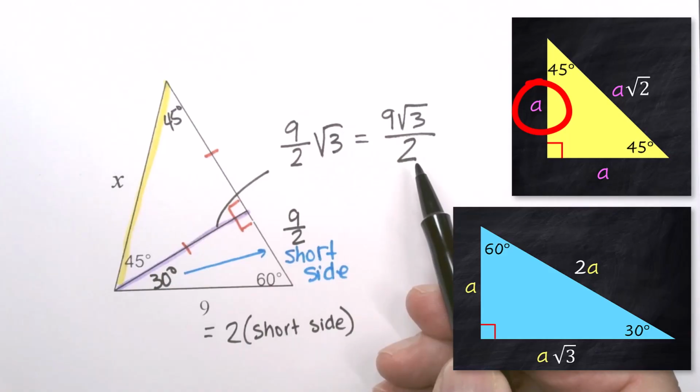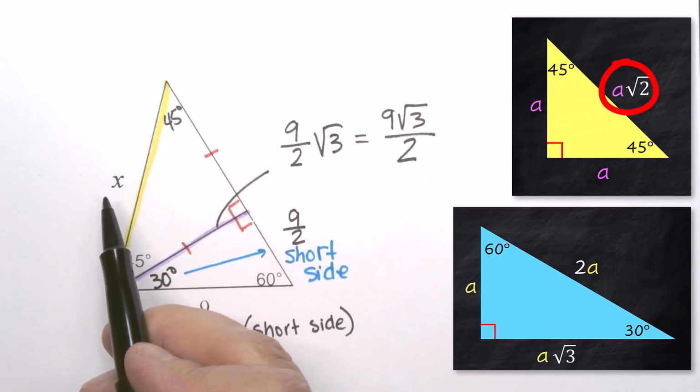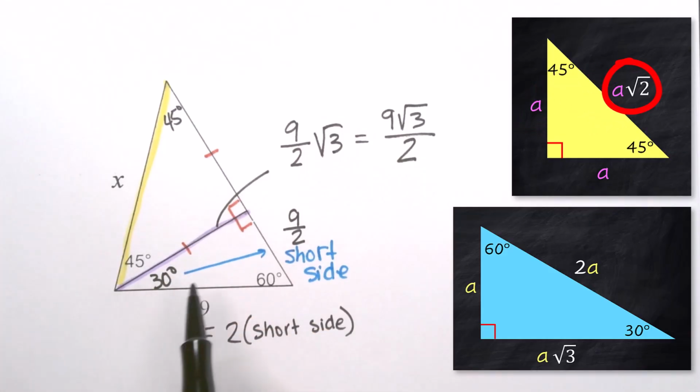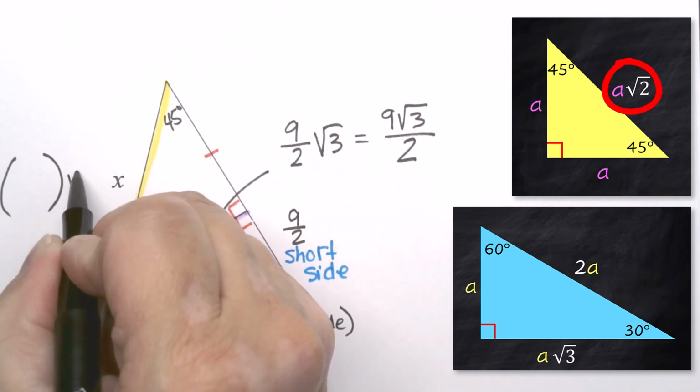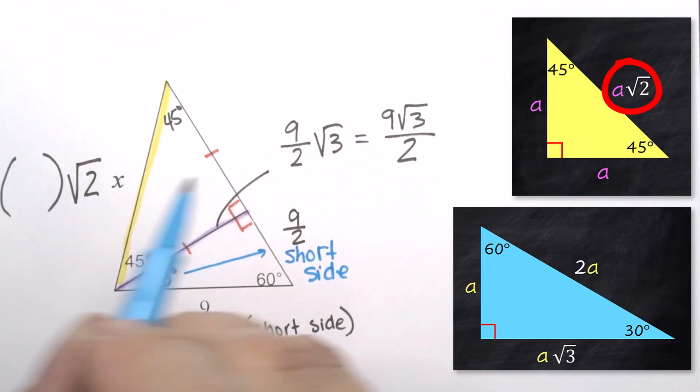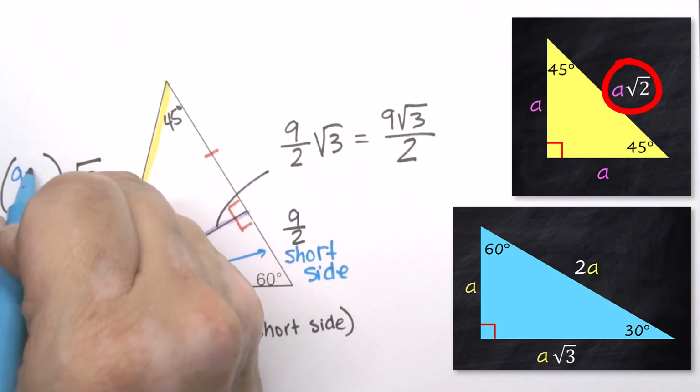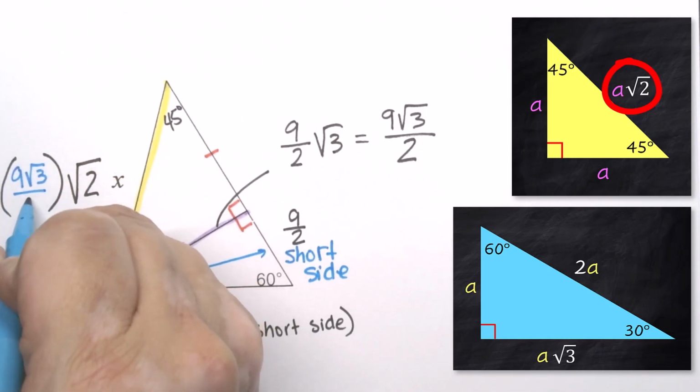That's not what they asked us to find. They asked us to find x. Well, x is going to be your side length times the square root of 2. All right, let's pop that in there. 9 square root of 3 over 2.